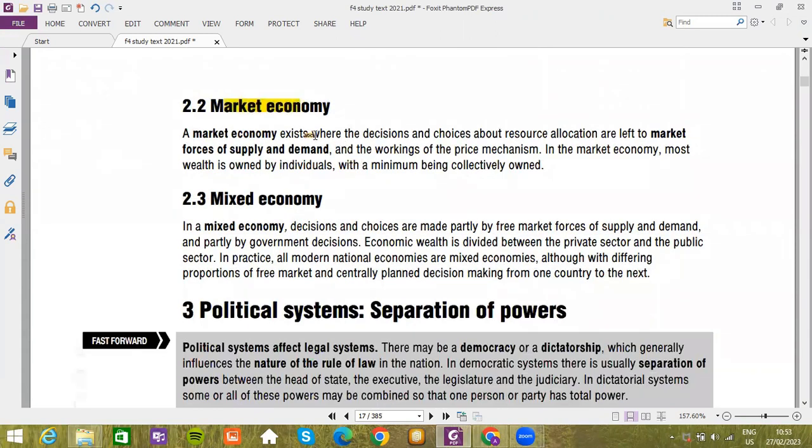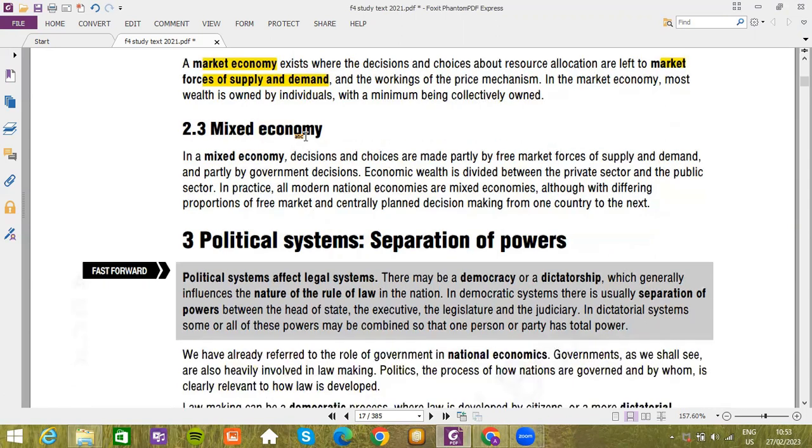The market economy is where it is all on the market forces. So everything depends on the market forces of supply and demand and the workings of the price mechanism. In the market economy, most wealth is owned by individuals, with the minimum being collectively owned. So everything is privately owned. There is no big role of government here. It's basically on the market itself.